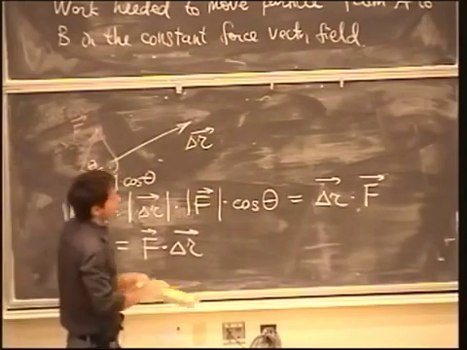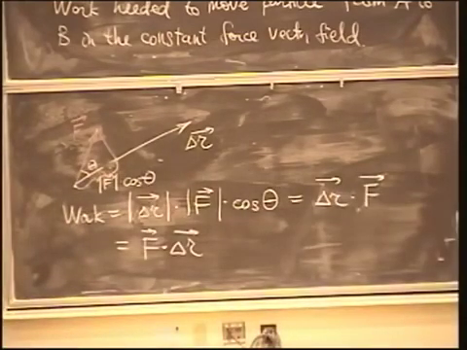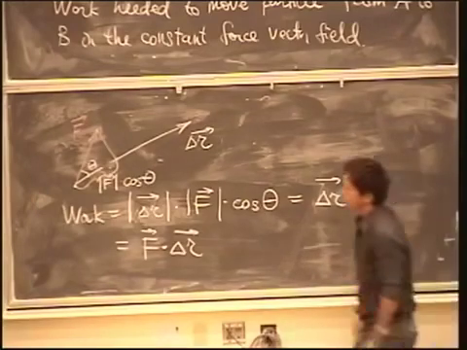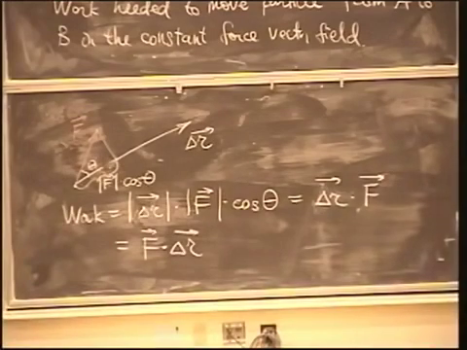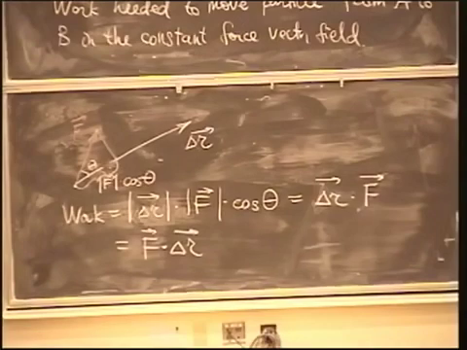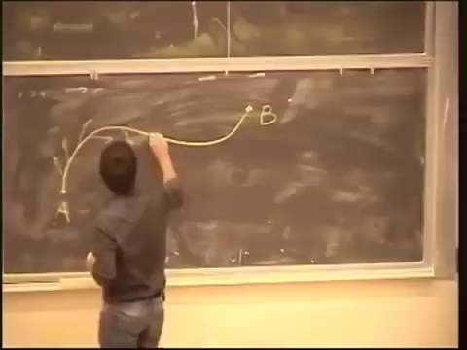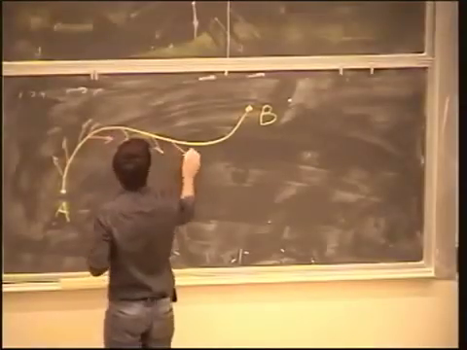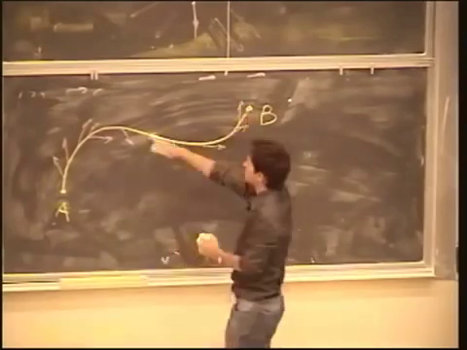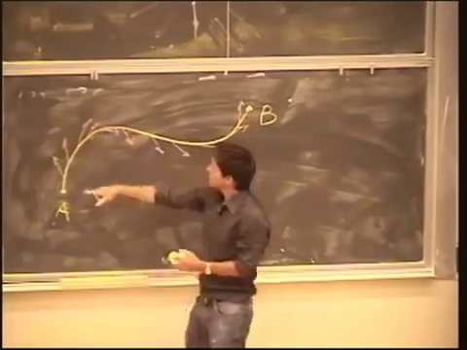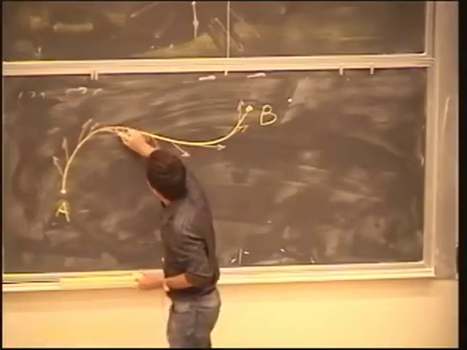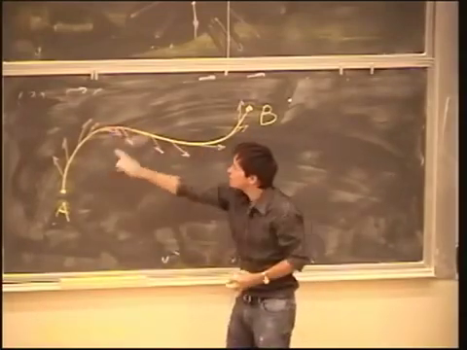And now the general situation will be as follows. I will have a more general curve, not necessarily a line segment. So it will be like this, let's say. And this will be some point A and this B. And at each point I will have some force vector. So you see, the vector field changes. It has different values at different points. Like this. Okay? So let's suppose I would like to calculate the work done by this force in moving this particle from this point to this point along this curve.